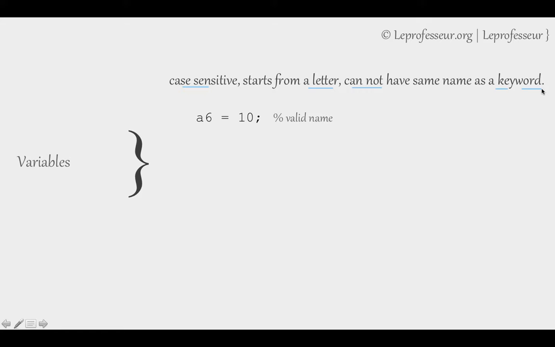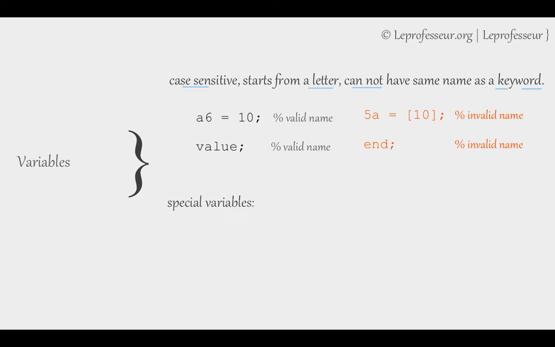For example, A6 is a valid name. 5A is not a valid name. Value is a valid name. But AND is not a valid name because AND is a keyword in Matlab. There are many other similar keywords you may find on the Matlab website which you cannot use as names, but this is the general principle.